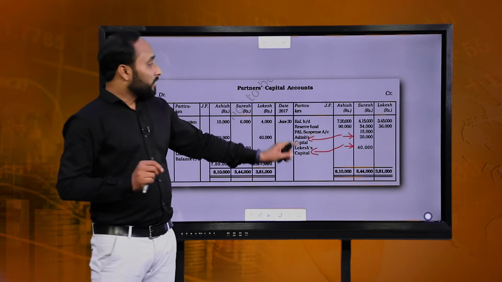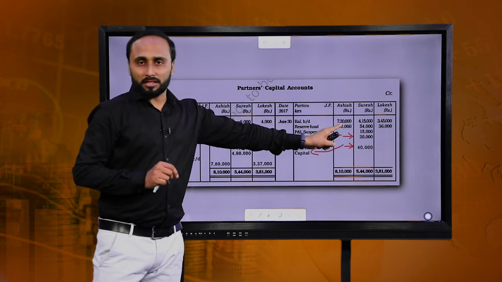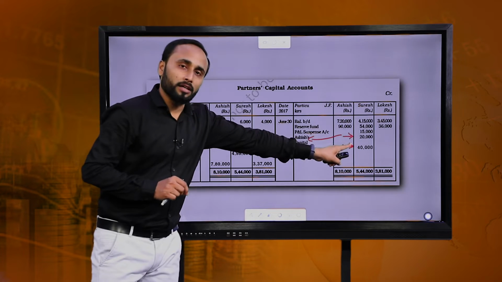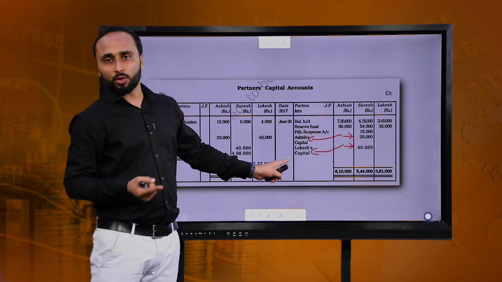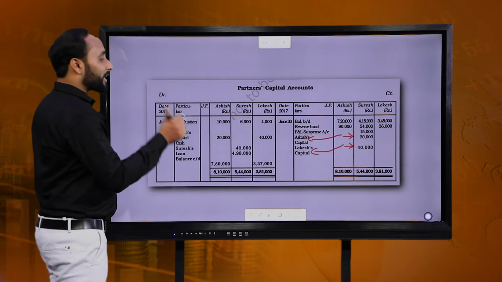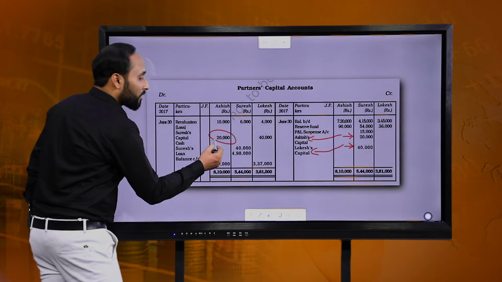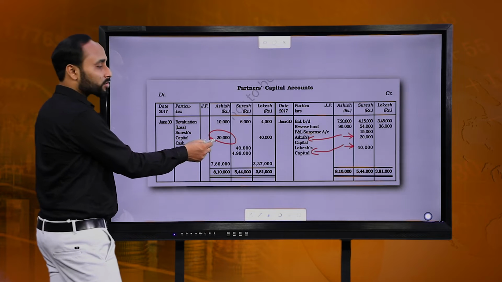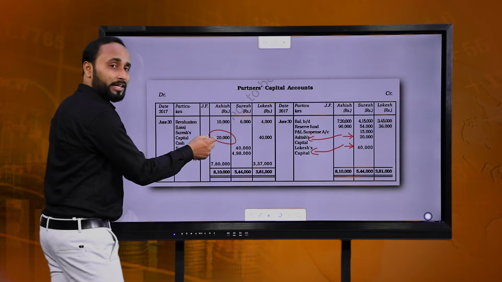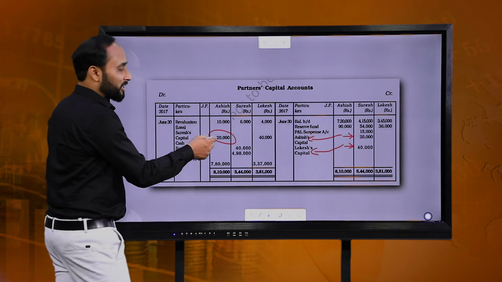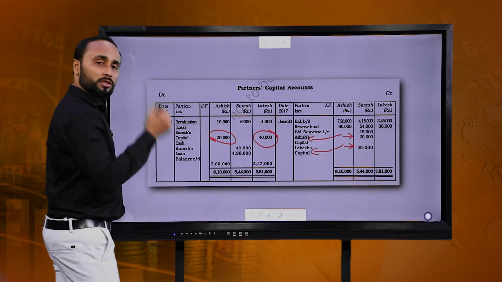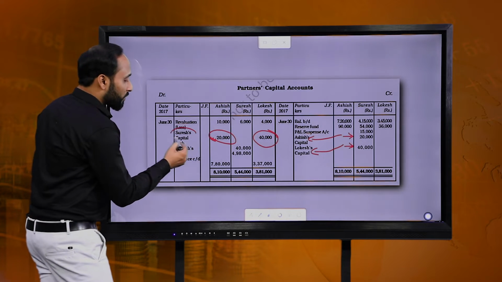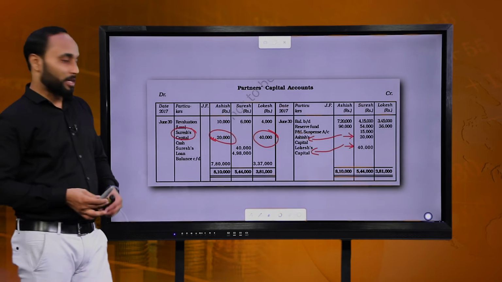Now remember, since Suresh is getting this amount, he has to be credited. But since Ashish and Lokesh are paying this to him, their accounts have to be debited with the same amounts. So you debit Ashish by 20,000 because this is what he has to pay to Suresh, and you debit Lokesh by 40,000 because this is what he has to pay to Suresh, and you do this with the name of Suresh's capital account.